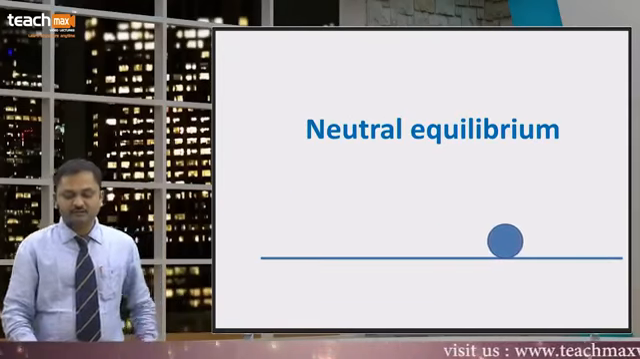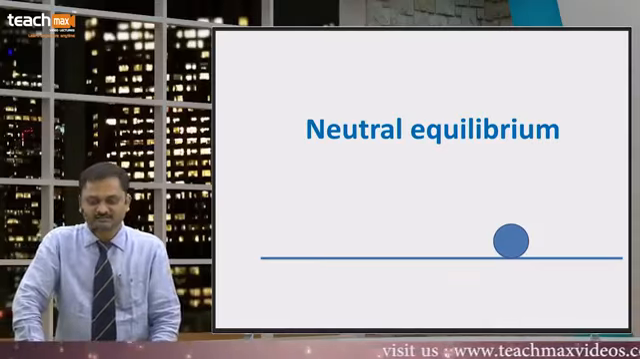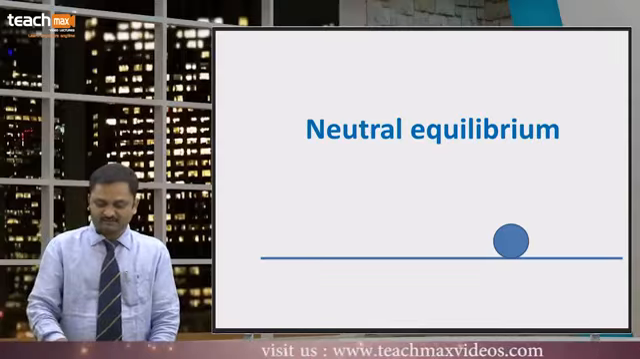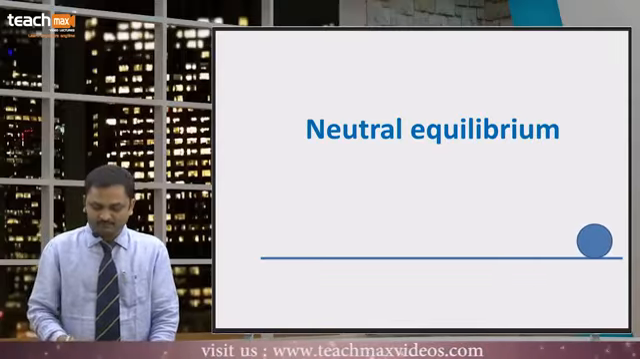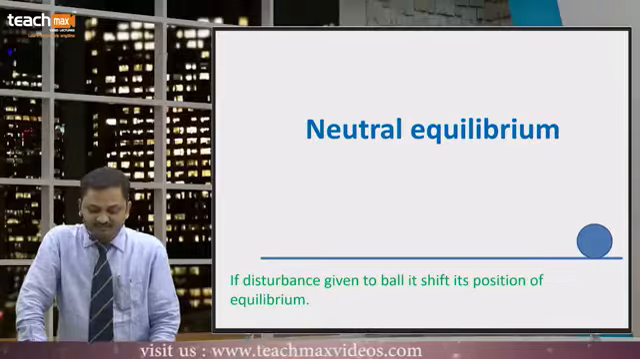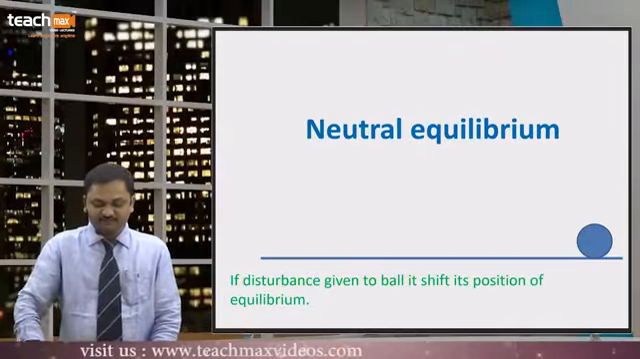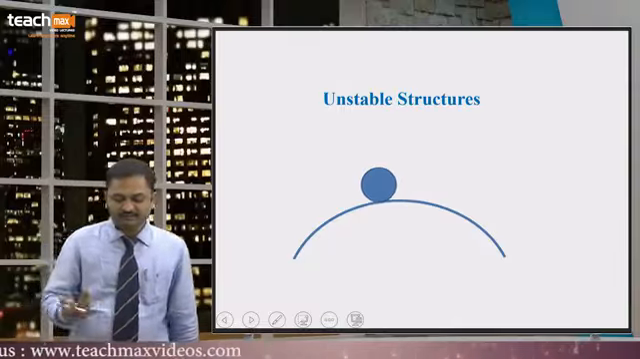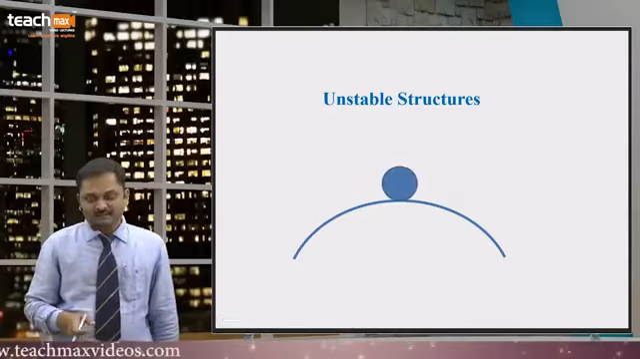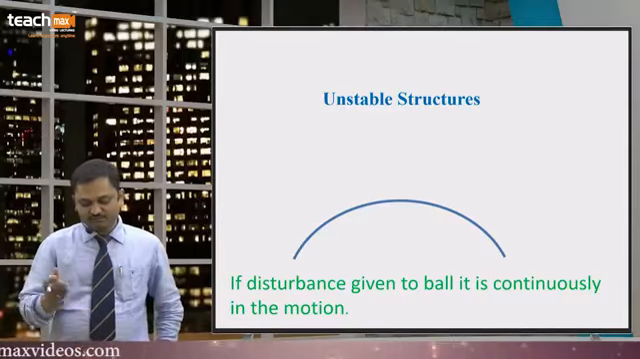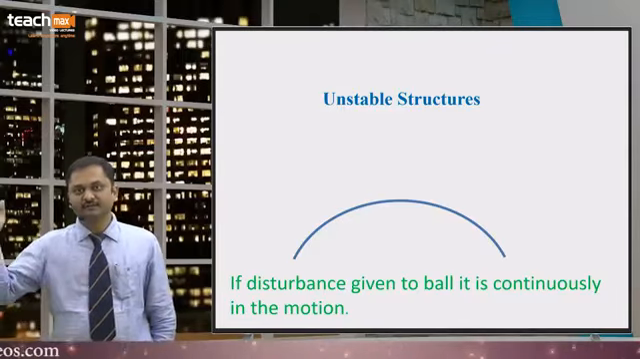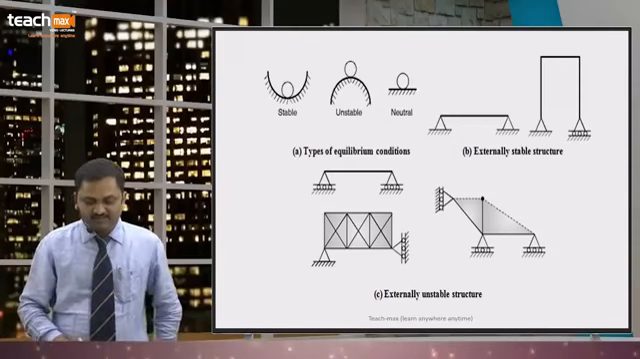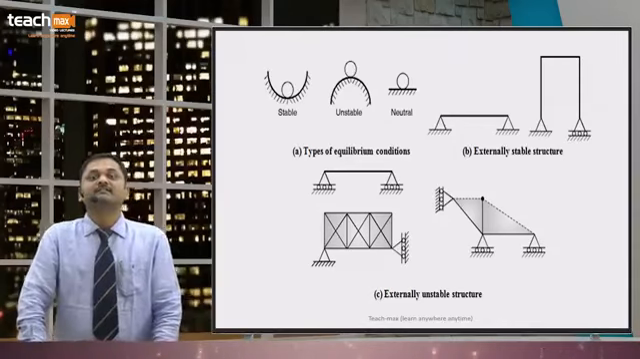See this, neutral equilibrium, neutral structures. They change their position and then remain in a stable condition, right. So this is the example. If a disturbance is given to the ball, it shifts its position of equilibrium. Neutral. Unstable, तो ये unstable. अगर disturbance दिया तो definitely they continue in the motion, they do not remain in position, right. So this is about the structure.